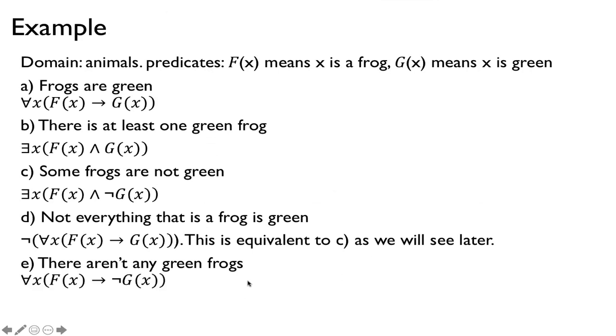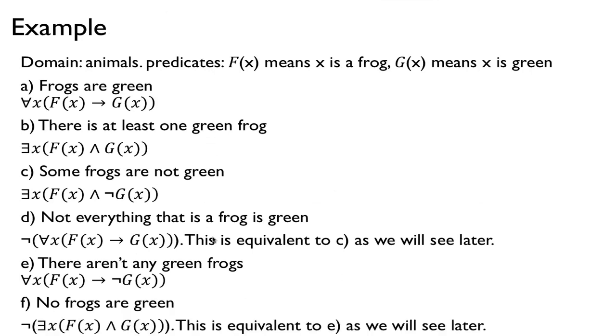There aren't any green frogs. So for all x, if x is a frog, that implies that x is not green. So that means that it's not possible to have any green frogs. If something is a frog, it's not green. No frogs are green. It says that it's not true that there exists an x such that x is a frog and x is green. So again, make sure you look at this again, but it turns out that E and F are actually equivalent. For all and negation of there exists, these are equivalent. So make sure you understand that.